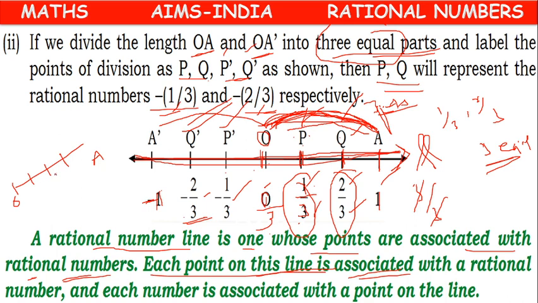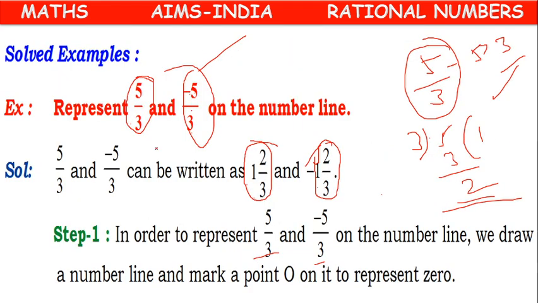Already we have O, already we have A. We need how many points? 3 points for dividing into 4 parts. Like that we can divide into any number of equal parts, and according to the number of parts will be the denominator, and which part we are considering, first part, second part, third part, that point will be the numerator. In this way every rational number can be represented on a number line.